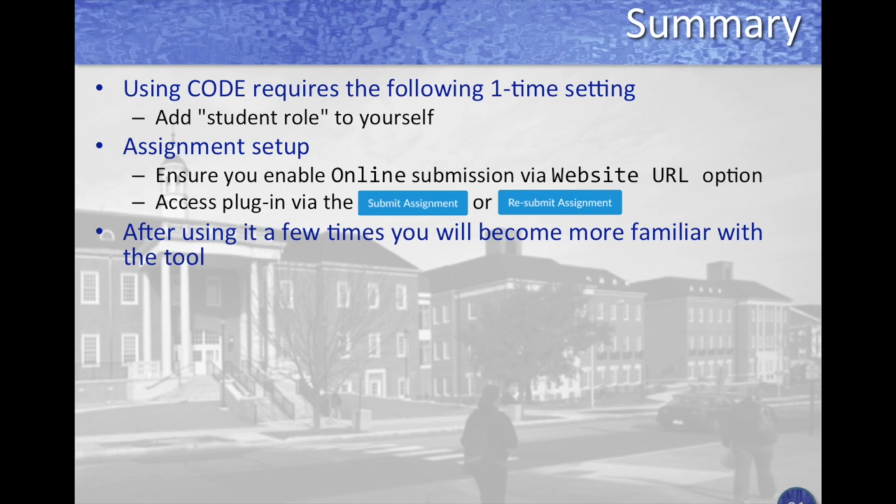And of course, when you set up an assignment, first set up an assignment like you normally would on Canvas, except you would have to ensure that you check the online submission option and you accept submissions via website URL. Keep in mind that you access the plugin via the submit assignment or resubmit assignment options that Canvas provides. These are the names of the buttons that Canvas provides.